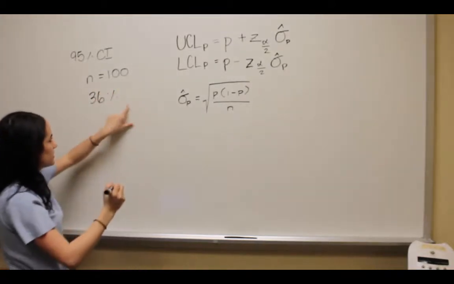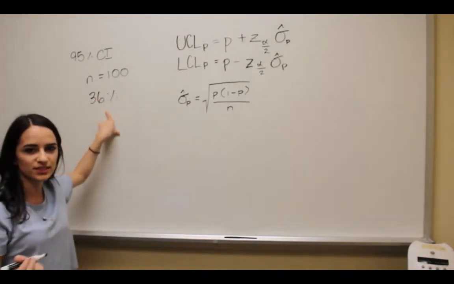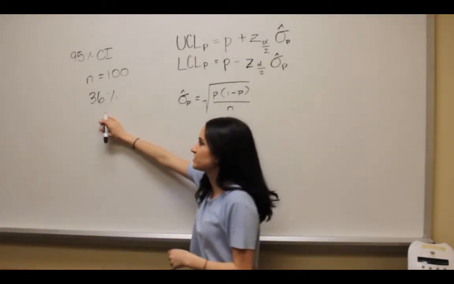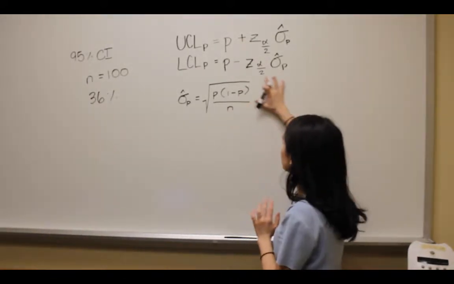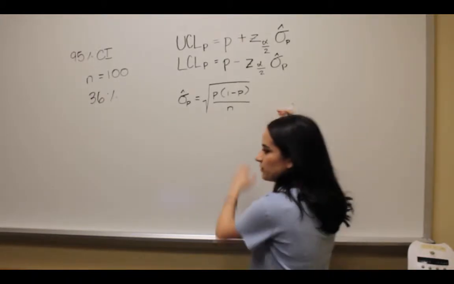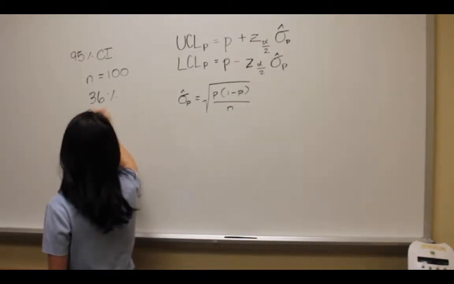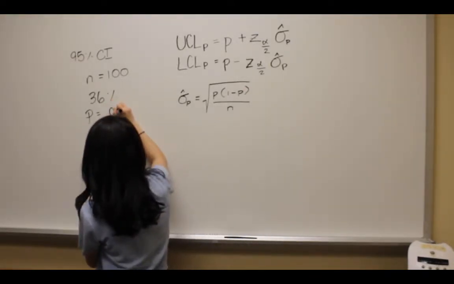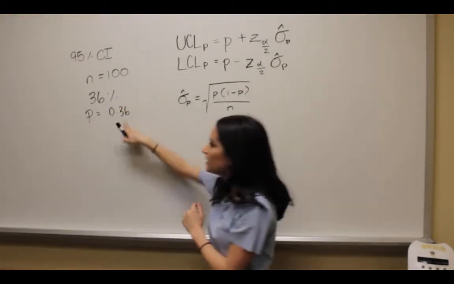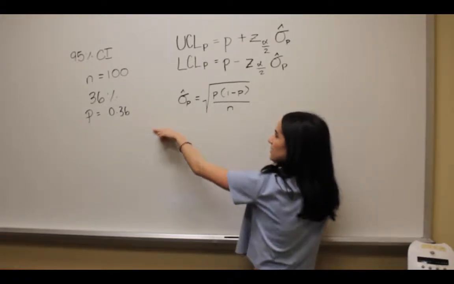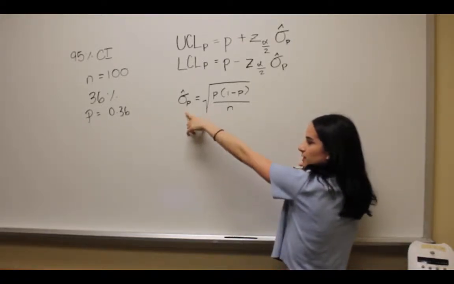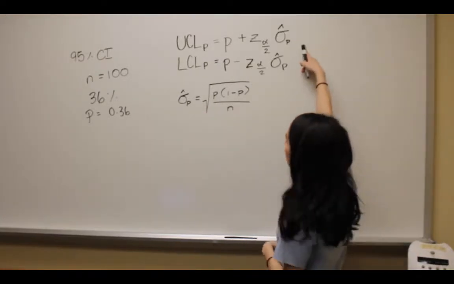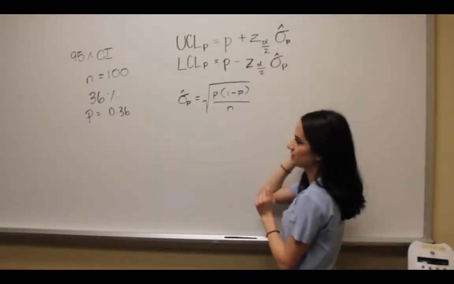So what you do is you take this percentage. Sometimes you'll see it in problems where it's a percentage, and sometimes they'll give it to you as a decimal. And in this case, for this type of equation, we'll want it as a decimal. So that would be P, because that's your proportion, and it's 0.36. So this is what we're going to use now when we solve for the new standard error to find the upper confidence level and the lower confidence level.